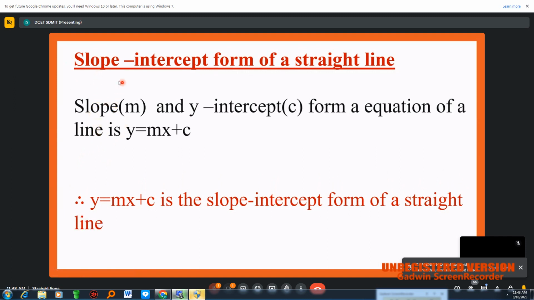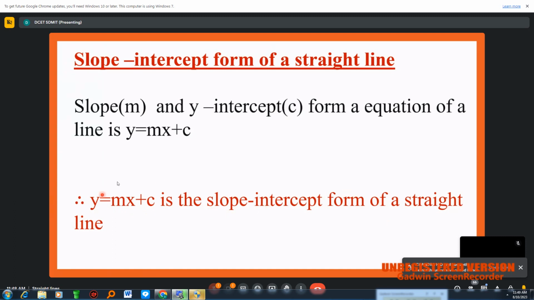So the next topic is the slope-intercept form of a straight line. In this form, they can give the slope and they can give the intercept. Using that, you need to find the equation of a straight line. The slope is denoted by m, and particularly here we are taking the y-intercept. The y-intercept is given by c. Then the equation of a line is y is equal to mx plus c. This equation you should remember: y is equal to mx plus c is nothing but the slope-intercept form of a straight line.